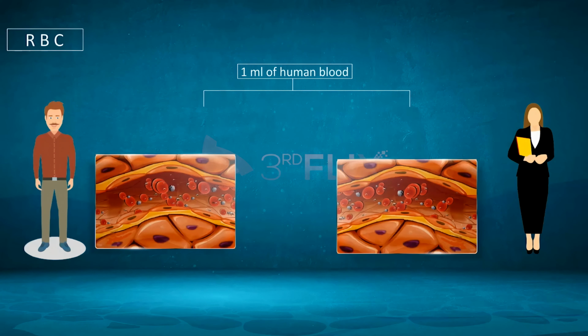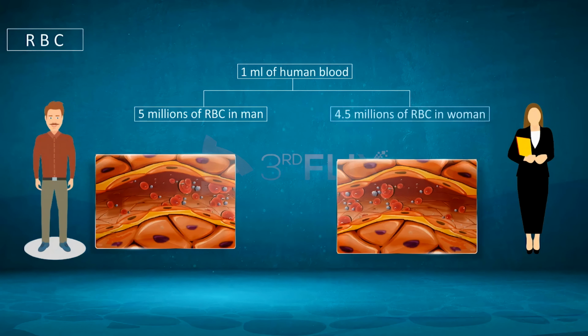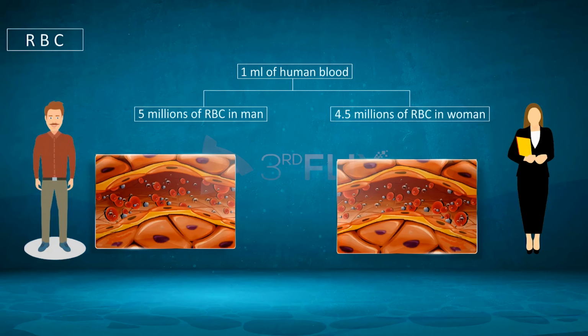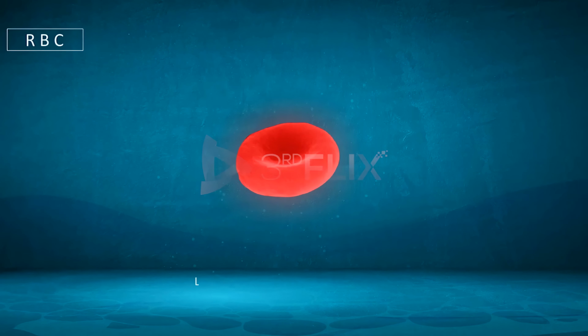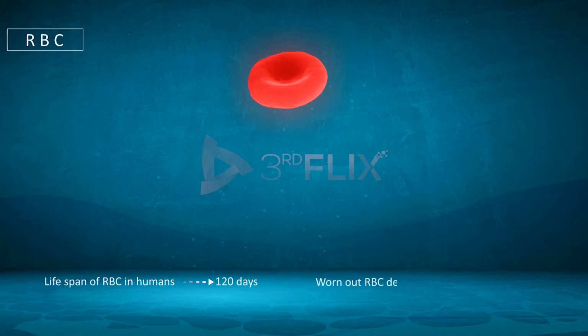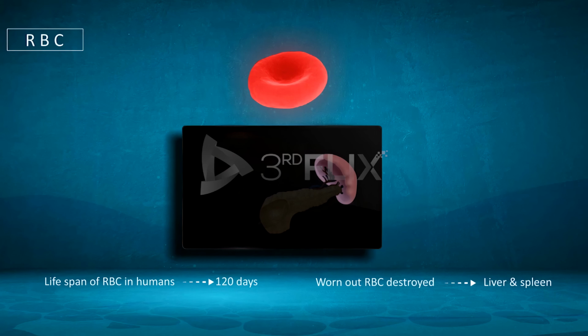Every 1 milliliter of human blood contains 5 million RBC in a man. In a woman, it is 4.5 million RBC for every milliliter of blood. The lifespan of RBC in humans is about 120 days. The worn-out RBCs get destroyed in the liver and spleen.